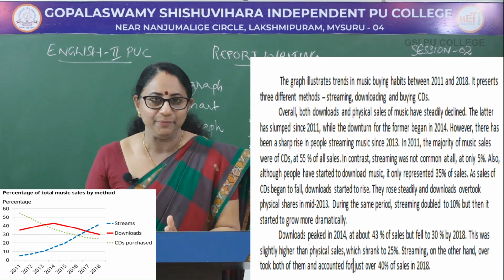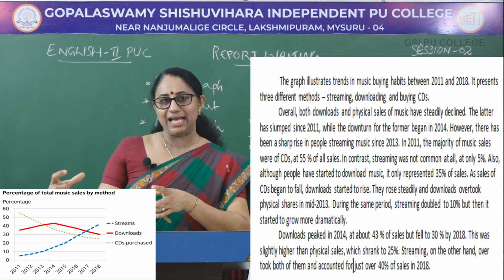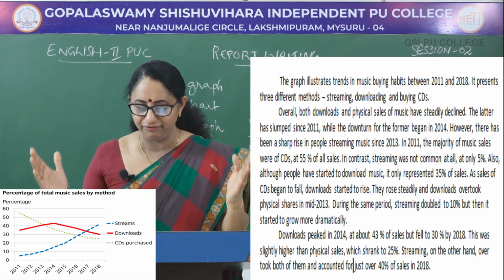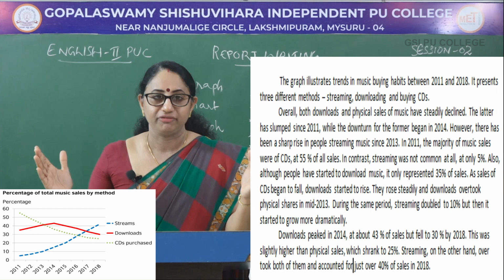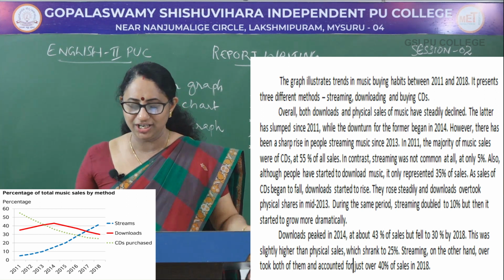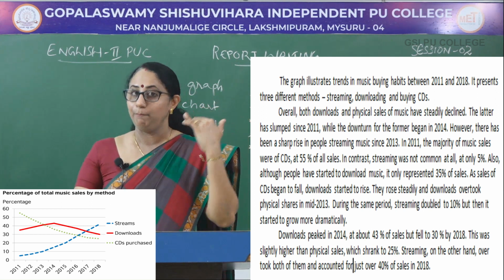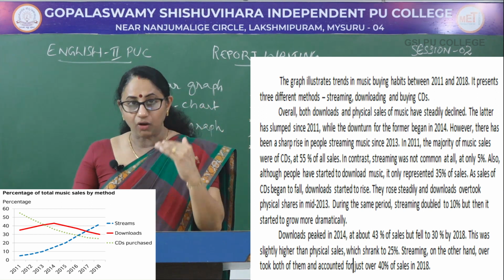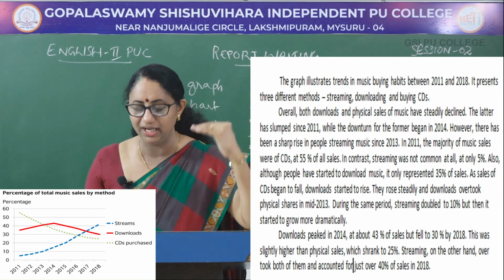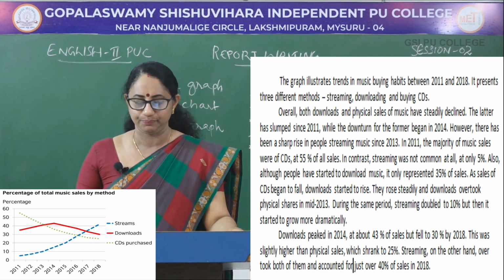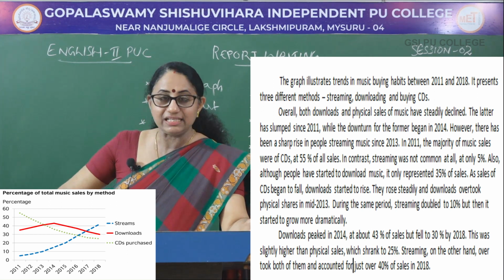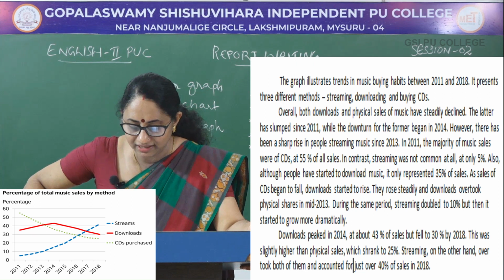So it's very clear. You just look at the x-axis between 2011 and 2018. What are the different buying habits of the people with respect to buying music that we have mentioned? And then the three methods are also mentioned in the introductory part. There are three methods: streaming, downloading and buying CDs. Overall, both downloads and physical sales of music have steadily declined.